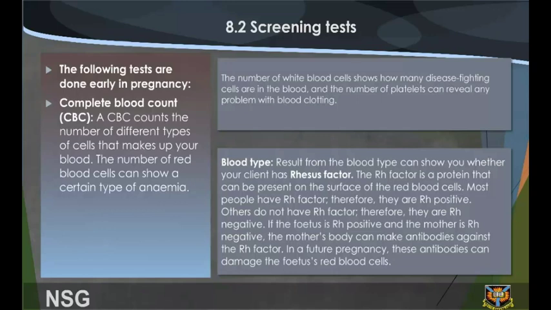Blood type. Results from the blood type can show you whether your client has rhesus factor. The Rh factor is a protein that can be present on the surface of the red blood cells. Most people have the rhesus factor, therefore they are rhesus positive. Others do not have rhesus factor, therefore they are rhesus negative. If the fetus is rhesus positive and the mother is rhesus negative, the mother's body can make antibodies against the rhesus factor. In a future pregnancy, these antibodies can damage the fetus' red blood cells.